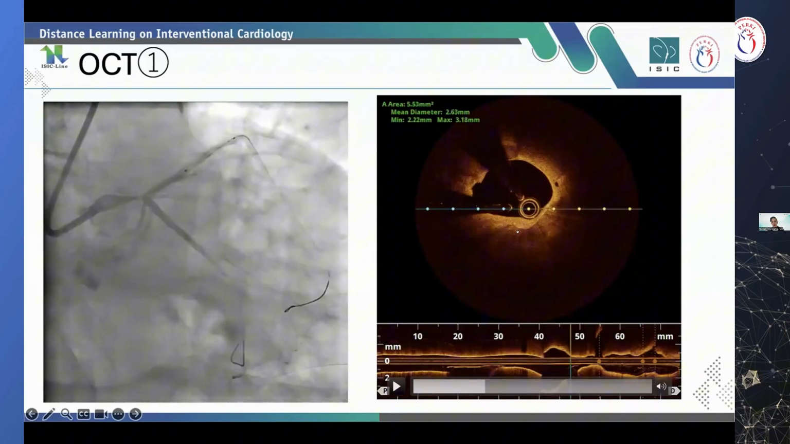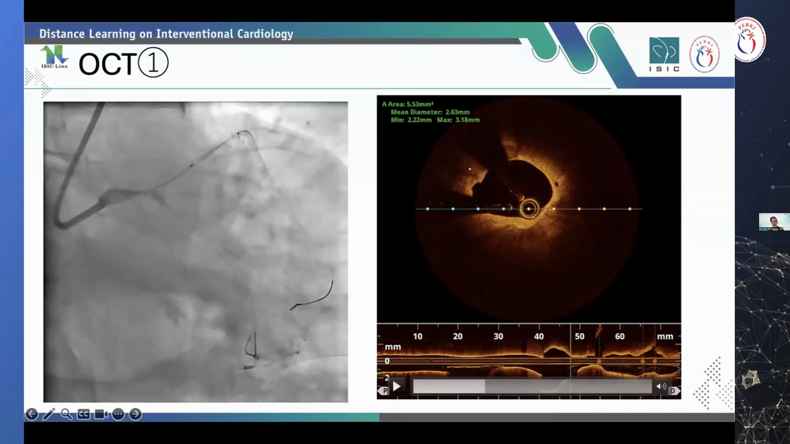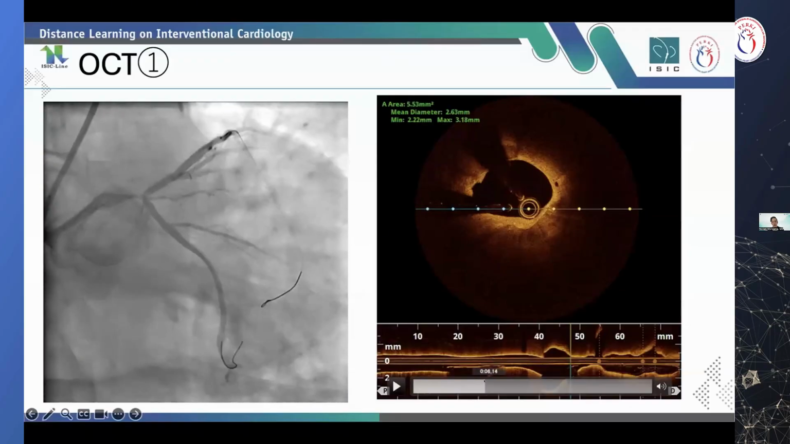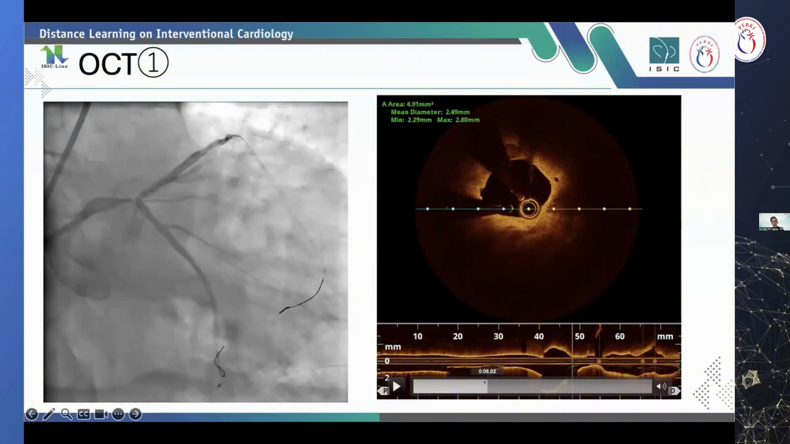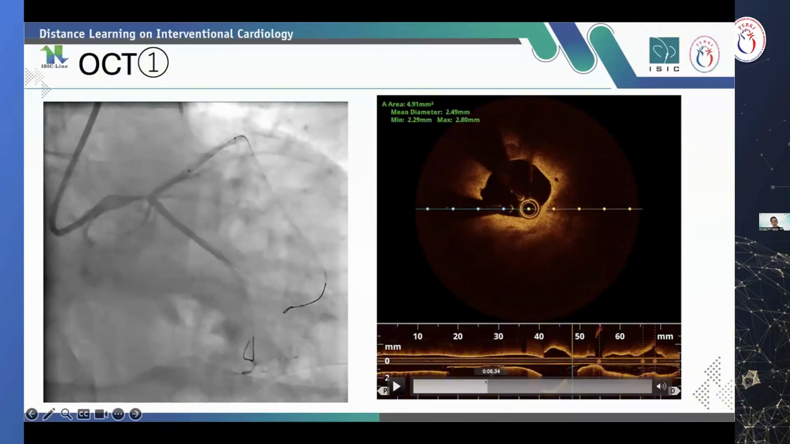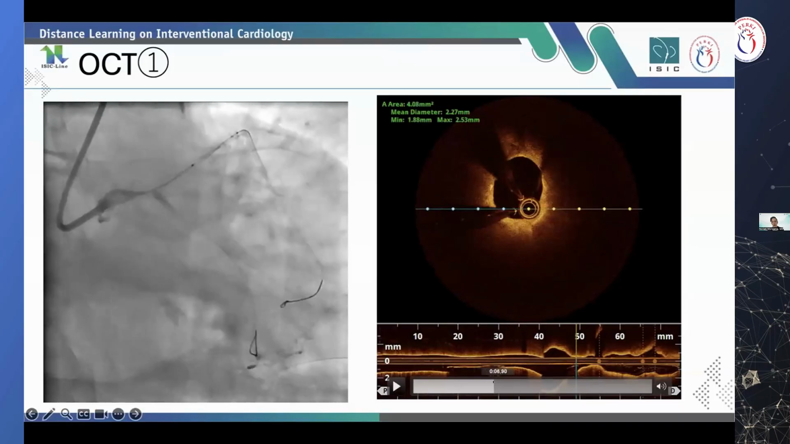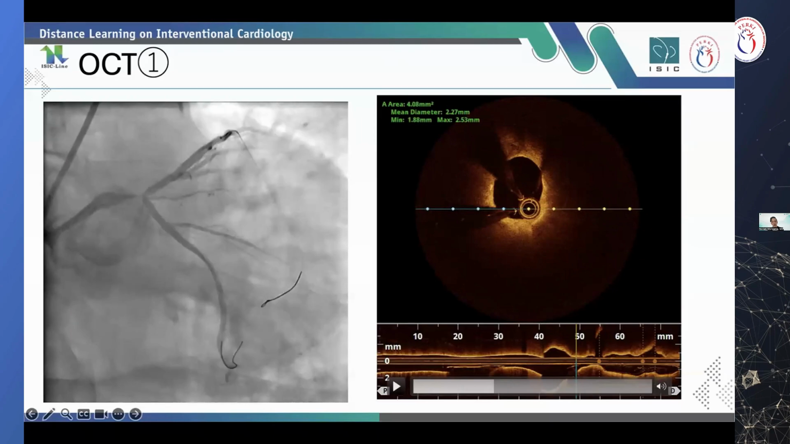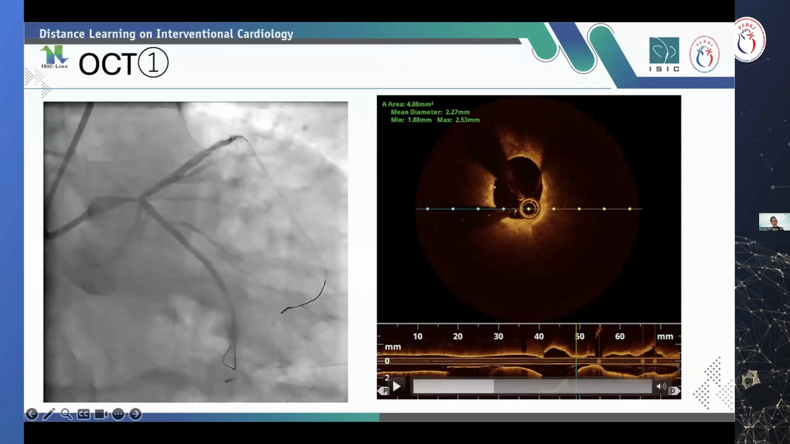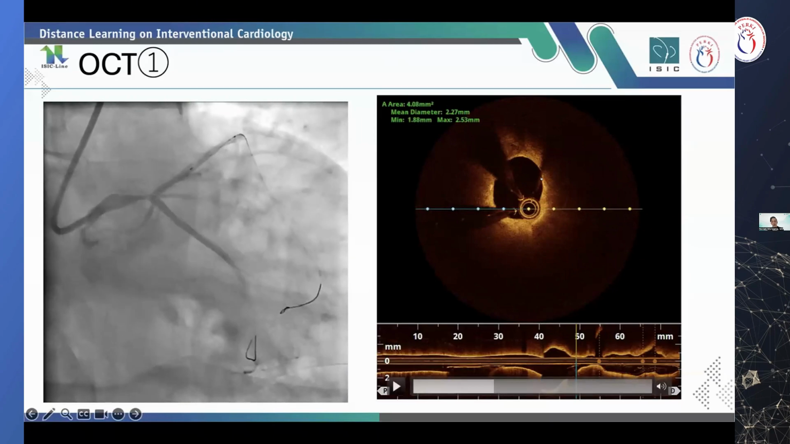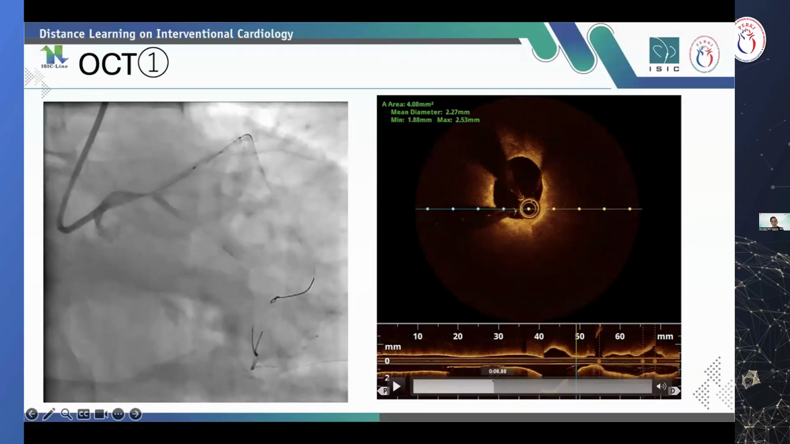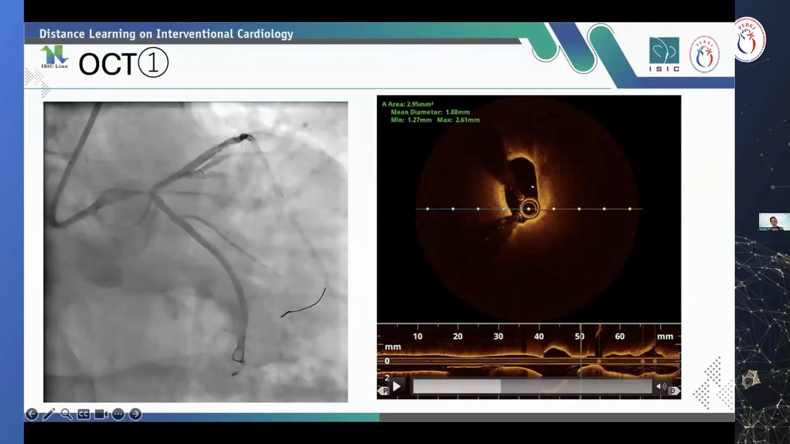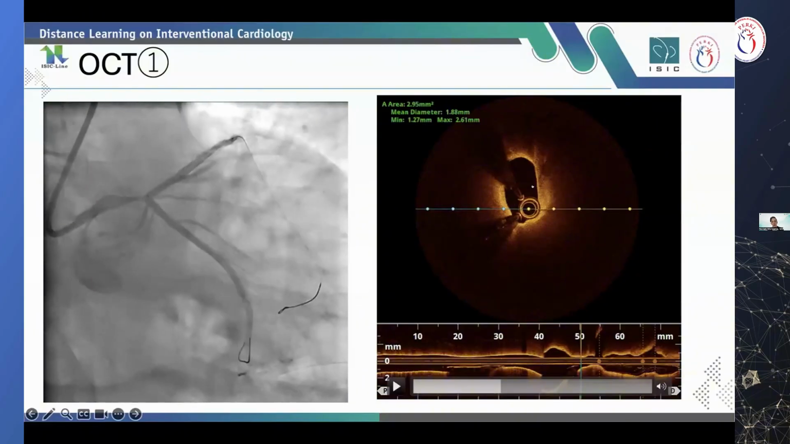We can see some calcification, but it's not superficial and it's very small calcification. So this is not hard plaque. We can easily modify this lesion by using a balloon. And also we can see the lipid-rich plaque covered by a very thin fibrotic cap. And then this is a true lesion, a true left main lesion.